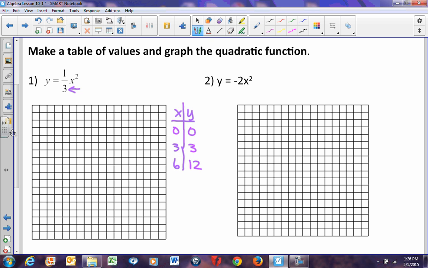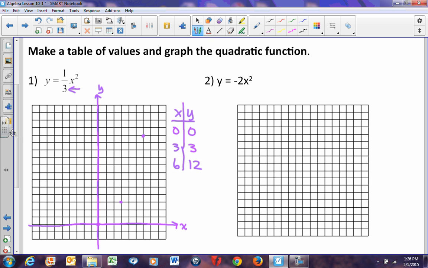So I have points I can graph now on my x and y axis. Since I need to go up to 12, I'm going to put my x-axis way down here, and my y-axis way back here. Always label your axes. So I'm going to plot the point (0, 0). I'm going to plot the point (3, 3), and I'm going to plot the point (6, 12).